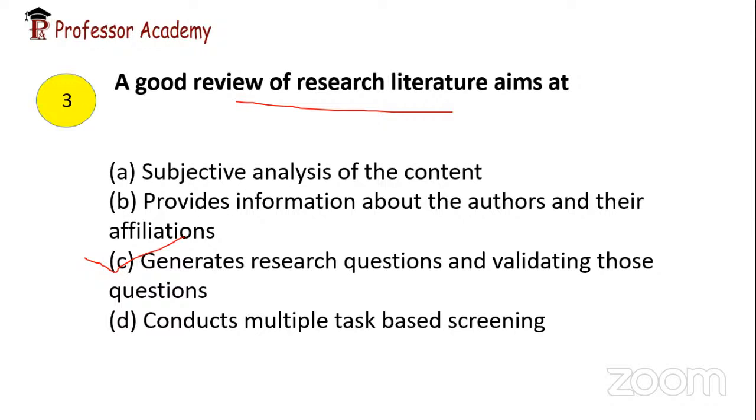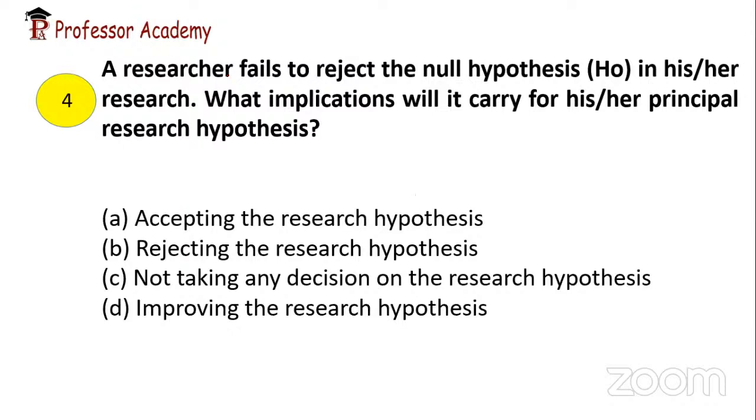Moving on to question number 4. A researcher fails to reject the null hypothesis, that is H0, in his or her research. What implication will it carry for his or her principal research hypothesis? The principal research hypothesis is the alternative hypothesis. Option A, accepting the research hypothesis, B, rejecting the research hypothesis, C, not taking any decision on the research hypothesis, D, improving the research hypothesis.